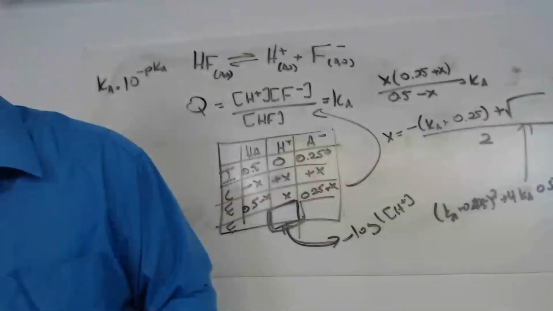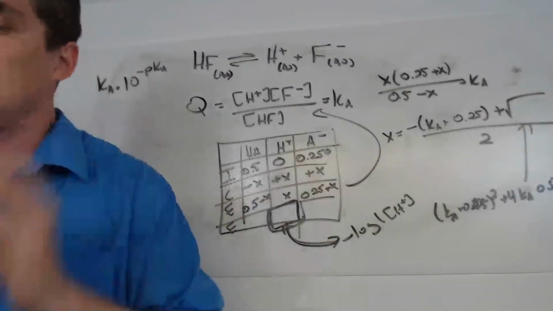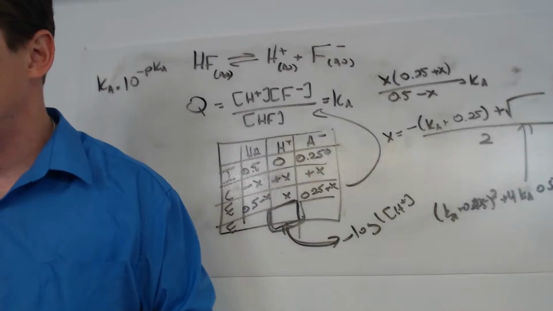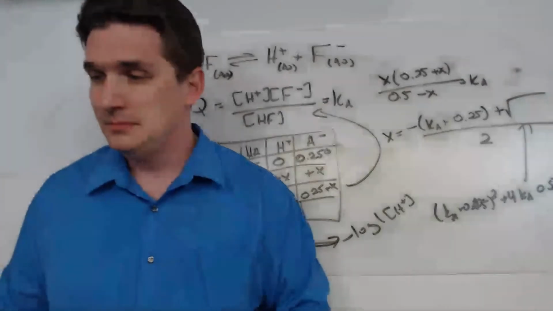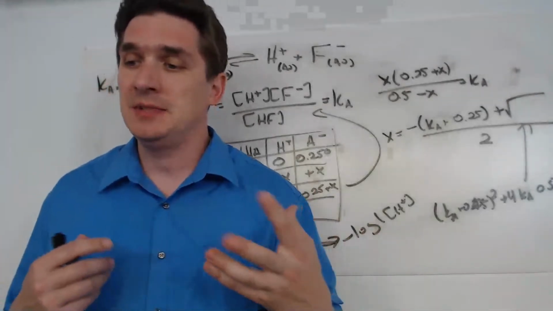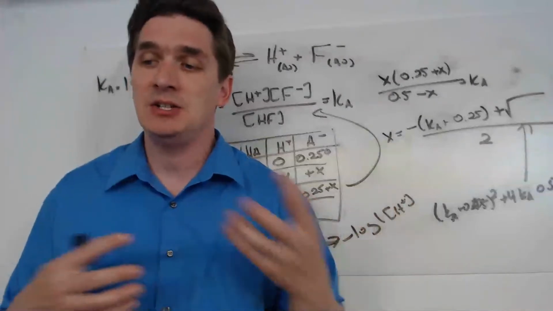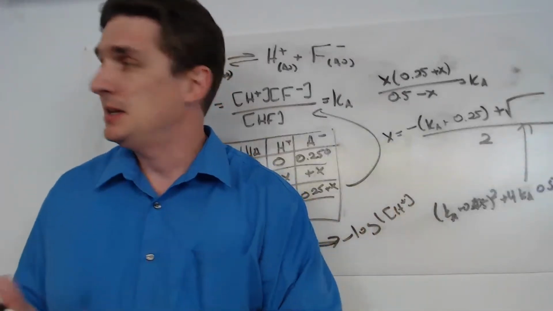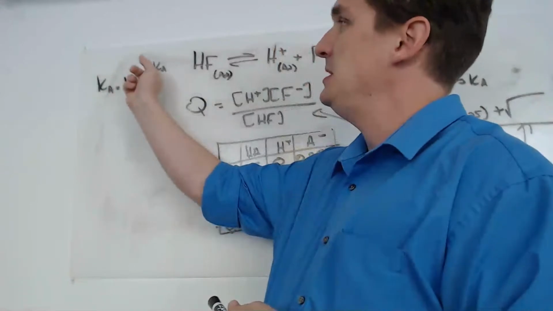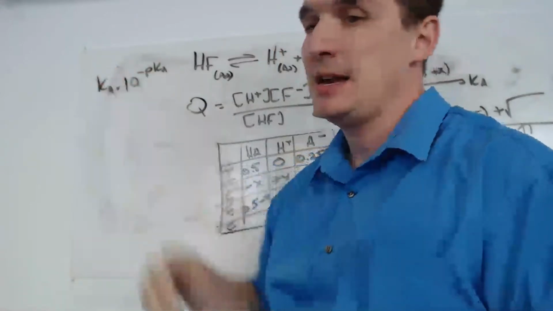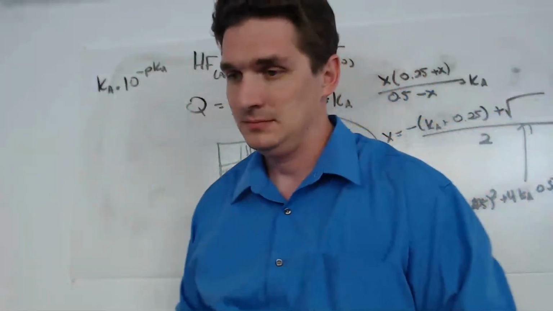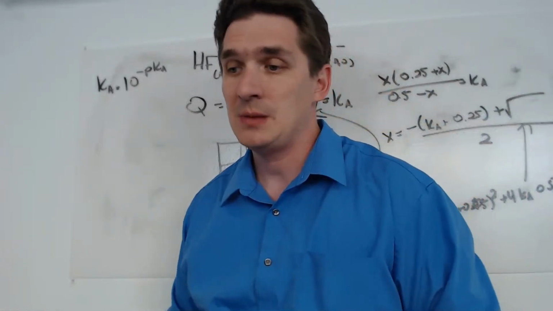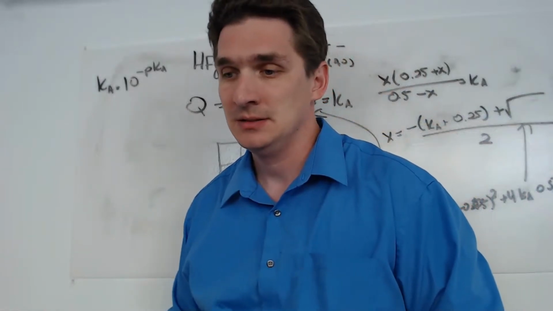In this problem, the Ka is actually 10 to the negative 3.18. So pKa and Ka have the same relationship as pH and H plus concentration. To undo the pK, 10 to the negative pKa will give you Ka. And that's a very common mistake I see students make.